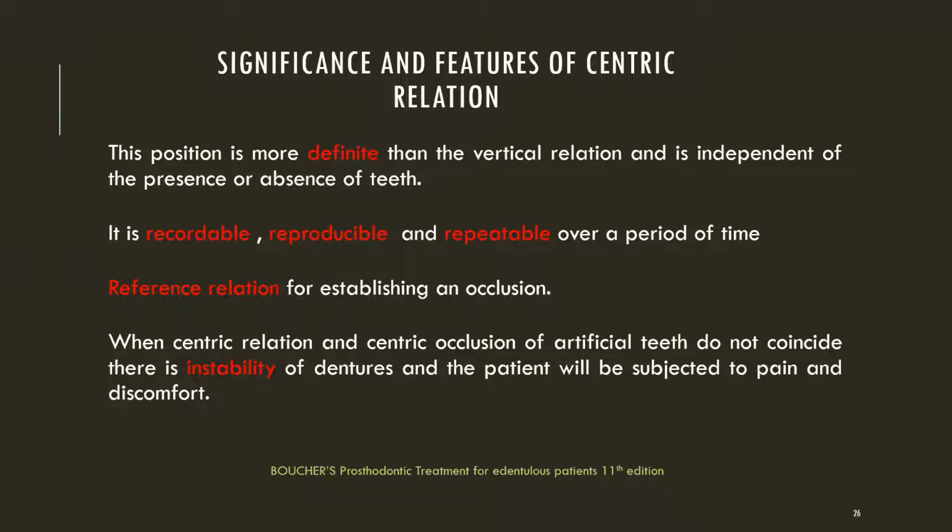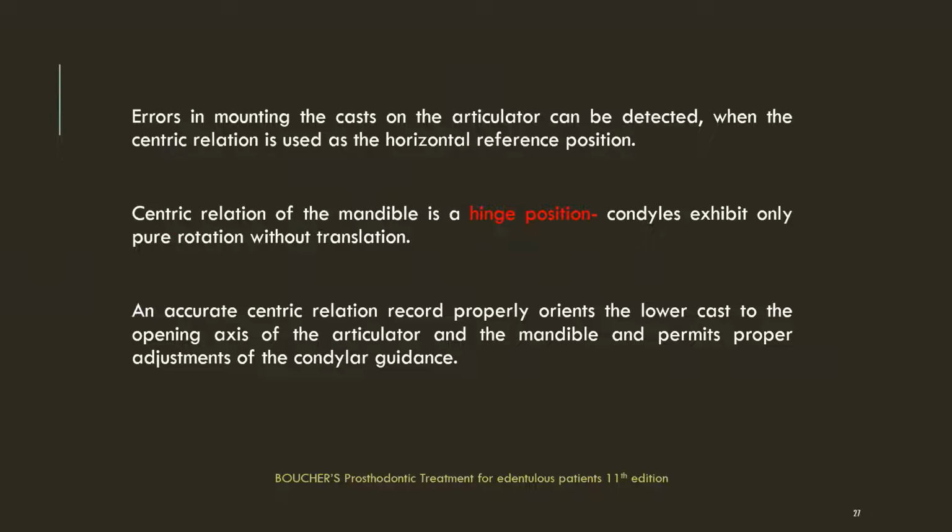So what is the significance and features of centric relation? Now this position is the most definite in the vertical relation and it is independent of presence or absence of teeth. It is recordable, reproducible and repeatable over a period of time. It acts as a reference relation for establishing an occlusion. So when centric relation and centric occlusion of artificial teeth do not coincide, there is instability of dentures and the patient will be subjected to pain and discomfort. Also, errors in mounting the cast on the articulator can be detected when centric relation is used as a horizontal reference position.